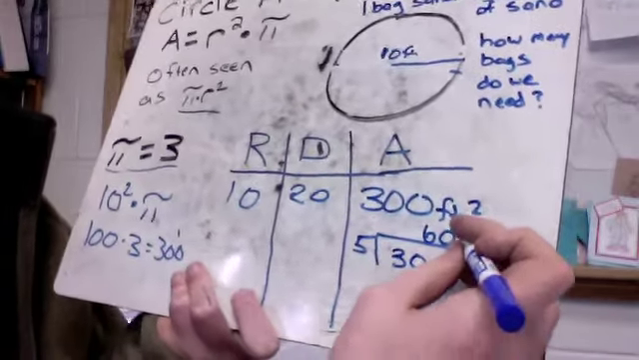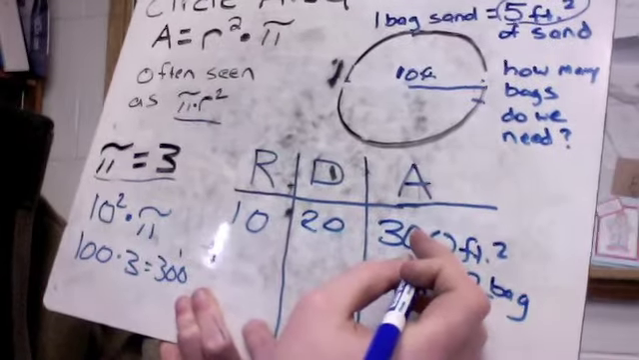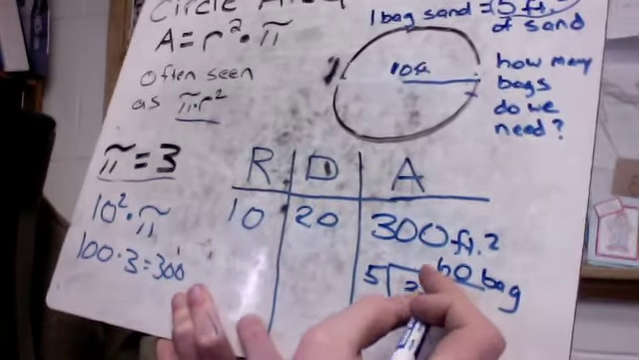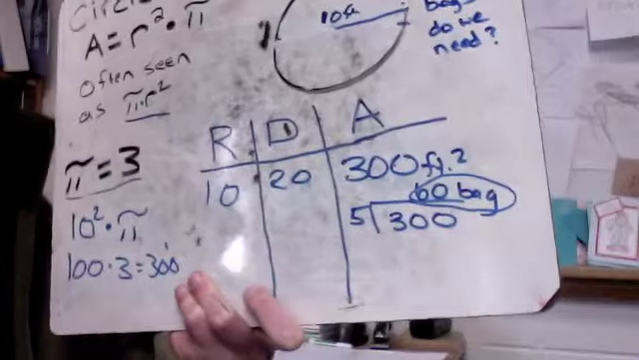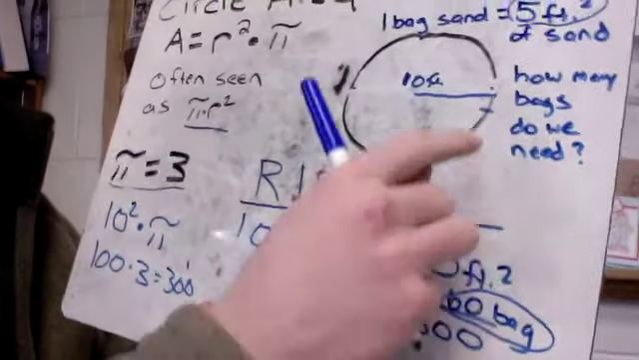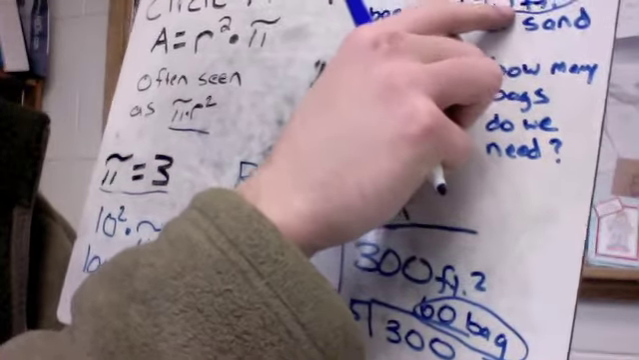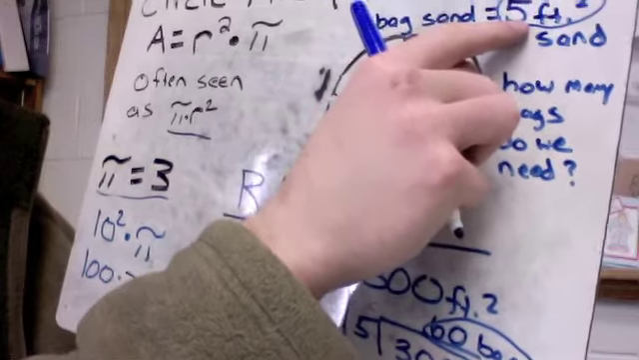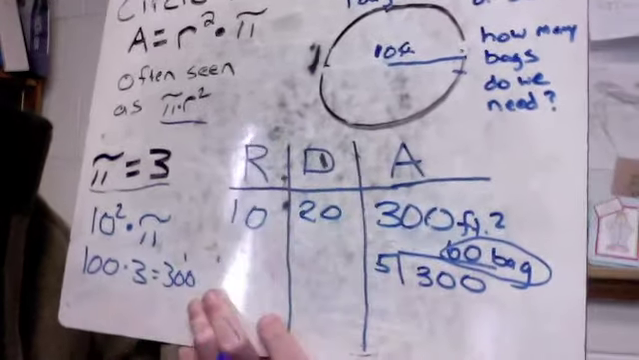So our answer to this question would actually be, the area is 300 feet to the second power, the answer to the question would be 60 bags. 60 bags, and they each can cover 5 feet squared. 60 times 5 gets us back to the original number of 300.